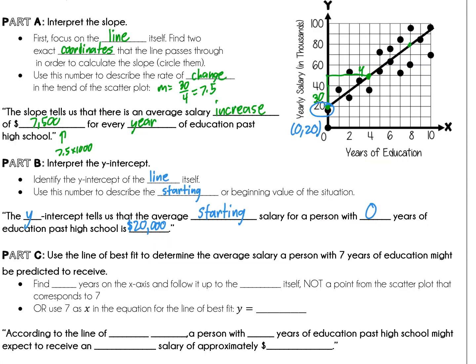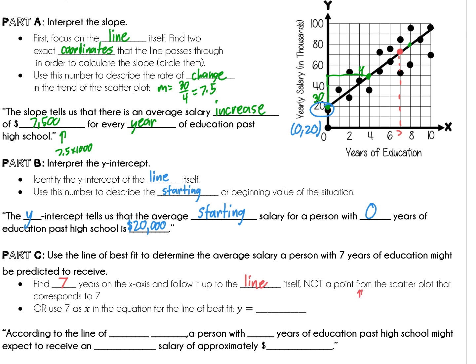Finally, in part C, we're going to use the line of best fit to determine the average salary a person with 7 years of education might be predicted to receive. We need to find 7 years on the x-axis and follow it up to the line itself, not a point from the scatter plot that corresponds to 7. So 7 years looks like it's just above 70.